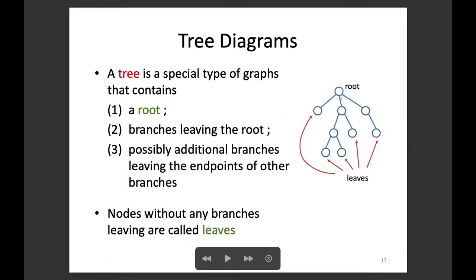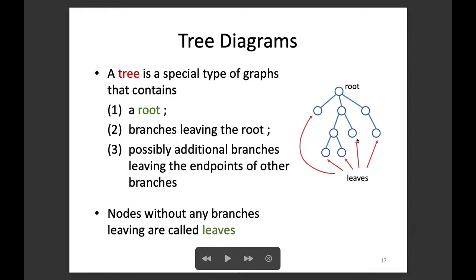So this diagram can be interpreted as we start from a root, the root will connect to some of the vertices, and then these vertices will further connect to some other vertices, and so on and so forth. And then there is one thing that is interesting: we don't connect back. So in this graph, there is no cycle. So we call this a tree.